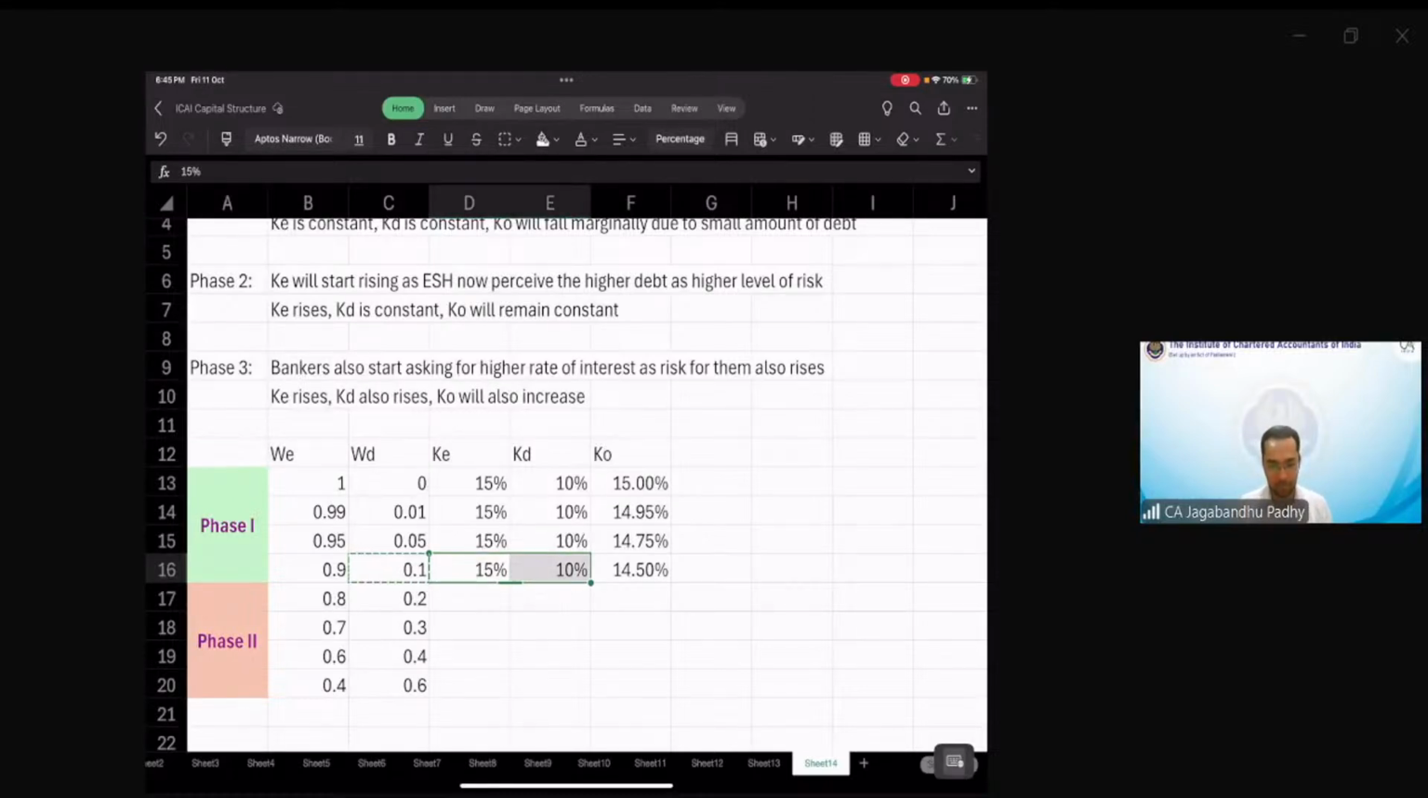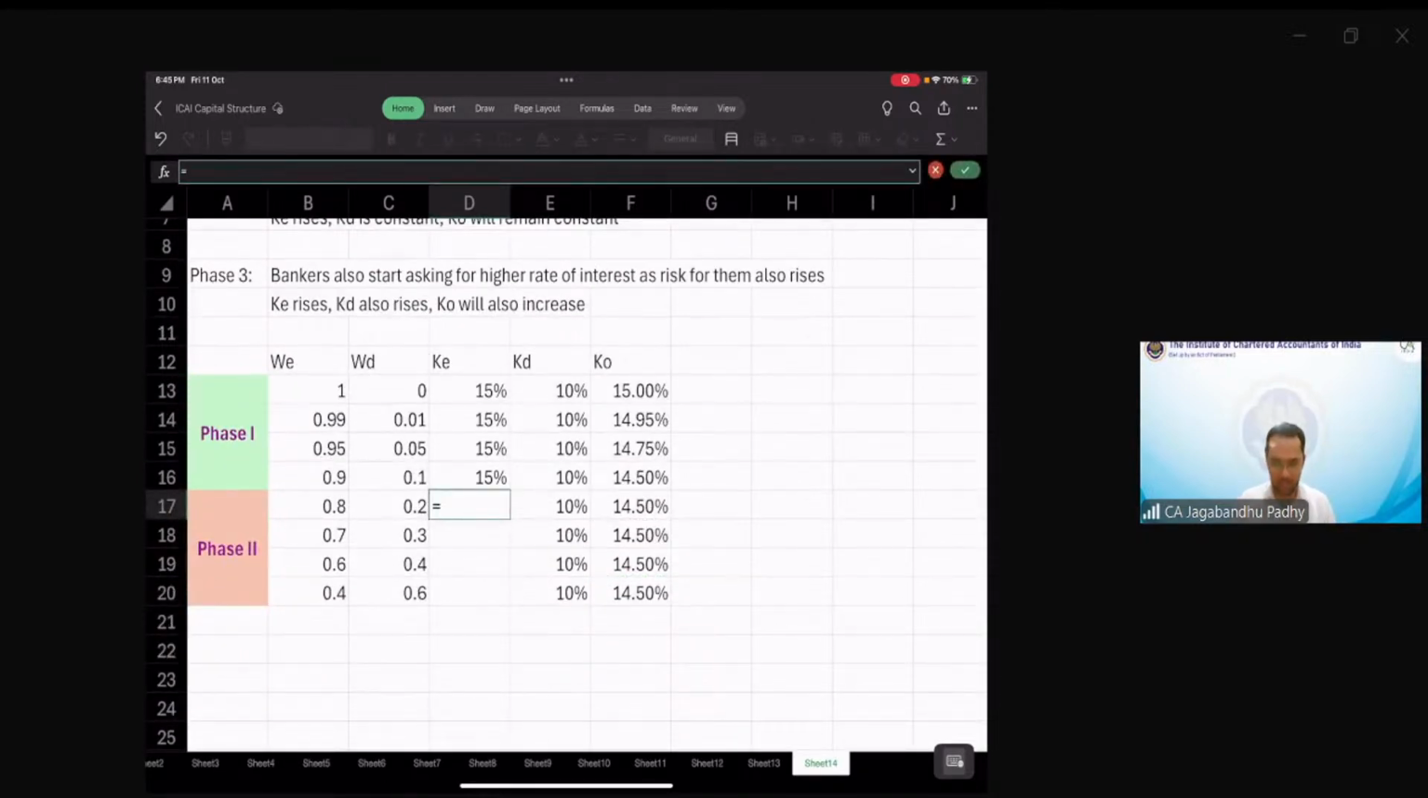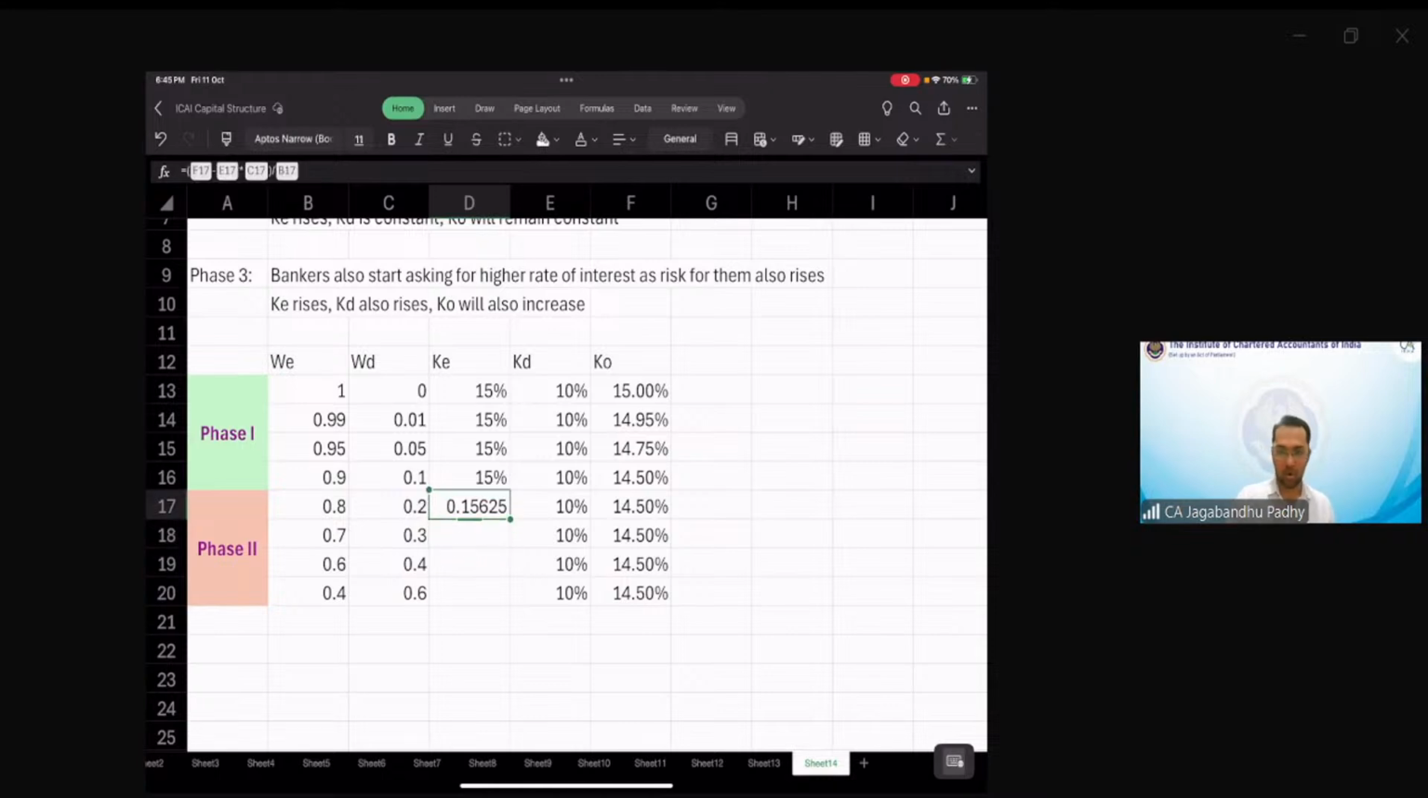So now from here, the cost of debt is remaining constant. Your overall cost of capital will remain constant, and what will happen to the KE? KE is, of course, going to increase, right? KE will keep on increasing. So now we observe that cost of equity is 15.63, and that's constantly rising because your KE starts rising, so your KO is remaining constant.